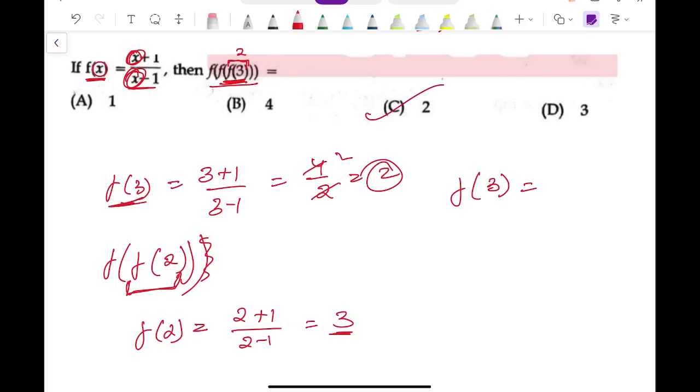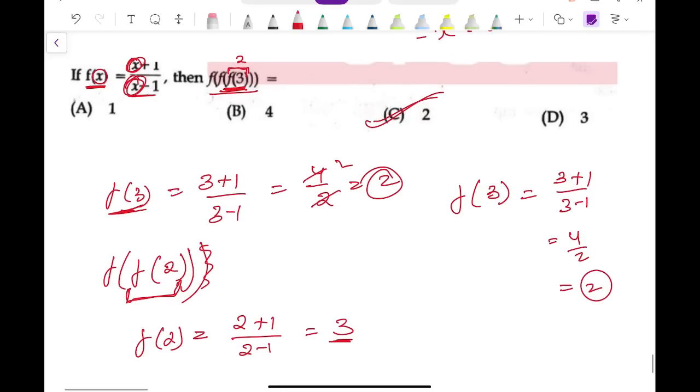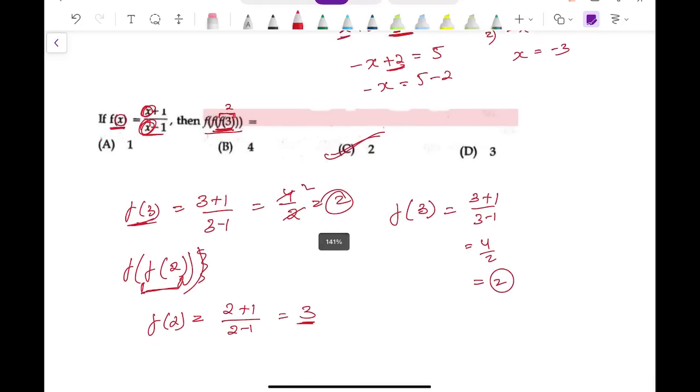So the answer is true. You can put the value and check. 3 plus 1 divided by 3 minus 1. So which means 4 divided by 2, which is 2. So the answer here is 2. So even this kind of approach can be asked.